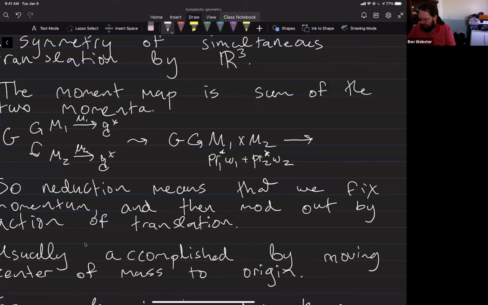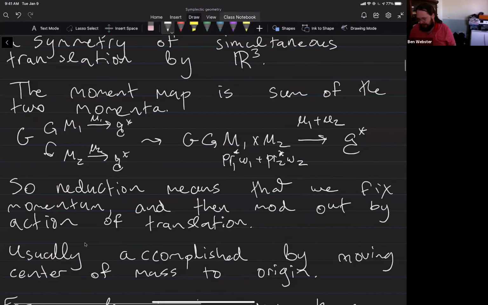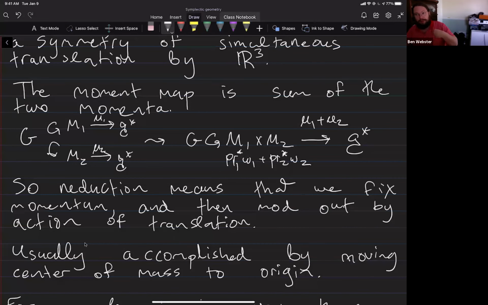That has a moment map given by mu1 plus mu2. You can work this out. It's not hard. I'll leave it as an exercise to you, but it's a very useful thing to note in computing moment maps for various interesting situations, right? So in particular, this is telling us that if we look at the simultaneous translation by R3, we get the sum of the two momenta. The sum of the momentum of the Earth and of the sun is the moment map.